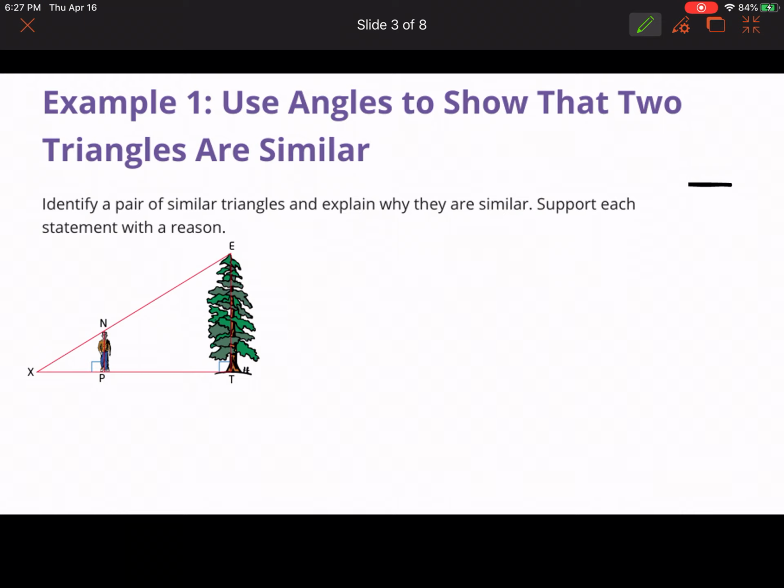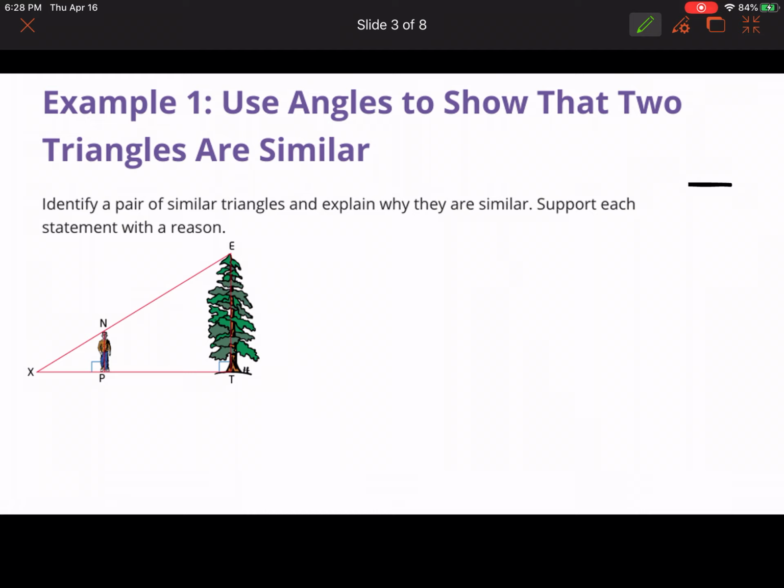All right, already into example 1. Use angles to show that two triangles are similar. Identify a pair of similar triangles and explain why they are similar. Support each statement with a reason.